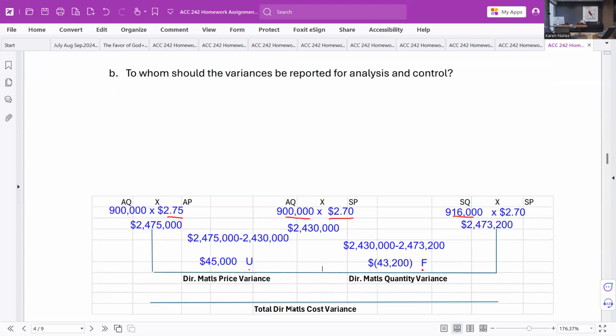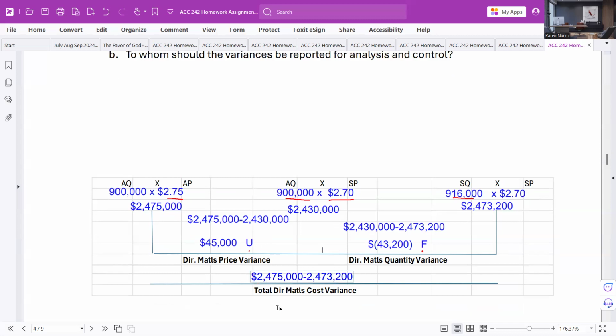Well, the cost variance is going to be unfavorable, right? Because all we're doing really is netting these two, the 45,000 minus the 43,200, or comparing the two numbers at the end, right? We're taking, in this case, the 2,475,000 minus the 2,473,200. Gives us a cost variance that is 1,800.